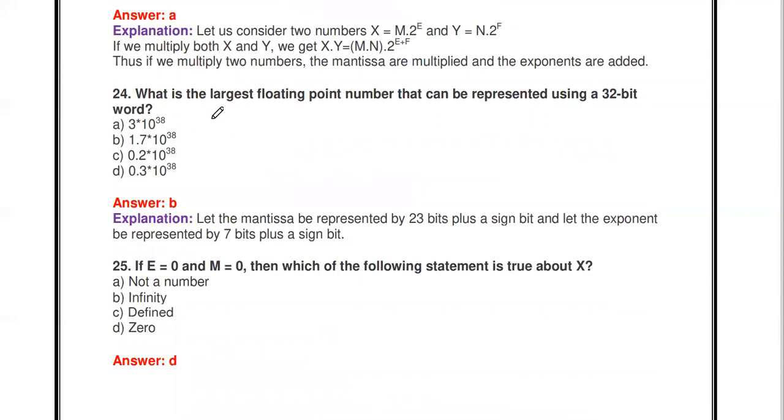Then the next question: what is the largest floating point number that can be represented using a 32-bit word? The largest floating point number is 1.7 into 10 to the power 38. This is the largest floating point number that can be represented using a 32-bit word.